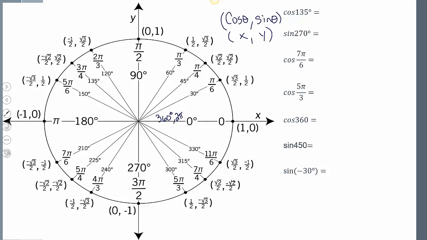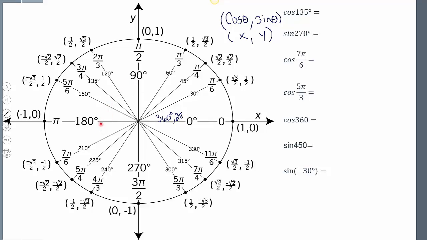The next piece is the angles. It follows the pattern of our 30, 60, 90 degree triangle and our 45, 45, 90. This is 30 degrees, 45 degrees, 60 degrees, 90 degrees. From our 90 degree, this goes up 30 degrees. This goes up 45 degrees. This goes up 60 degrees. And this goes up 90 degrees.